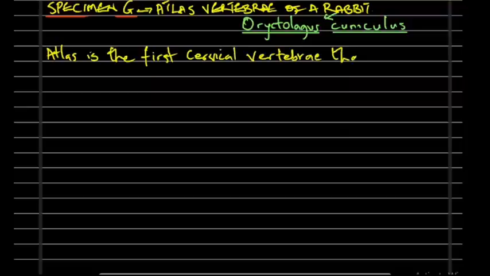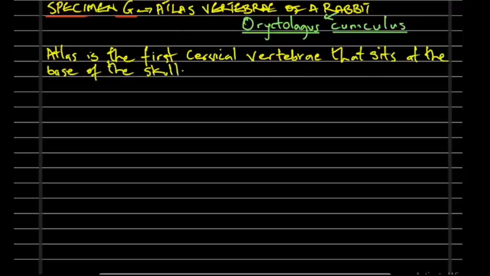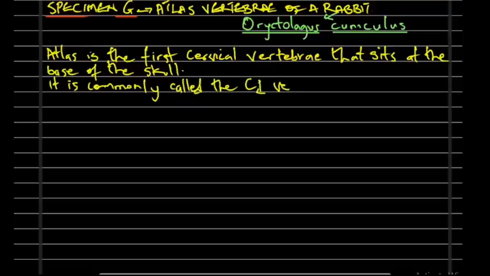That sits at the base of the skull. That is where we have this particular vertebrae. It is commonly called the C1 vertebrae.